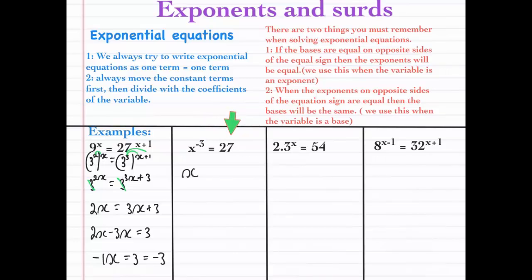So we have x to the power of minus 3 equals, and then we just break this 27 into its prime bases, and that will be 3 to the power of 3. Now, we are not done yet because here is a negative 3 and that is a positive 3. So now what can we do?